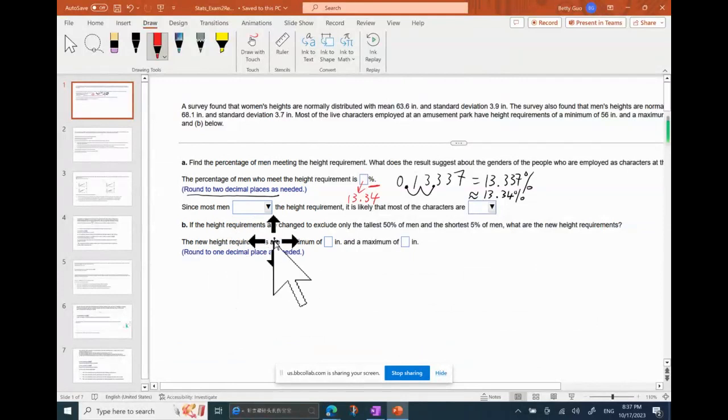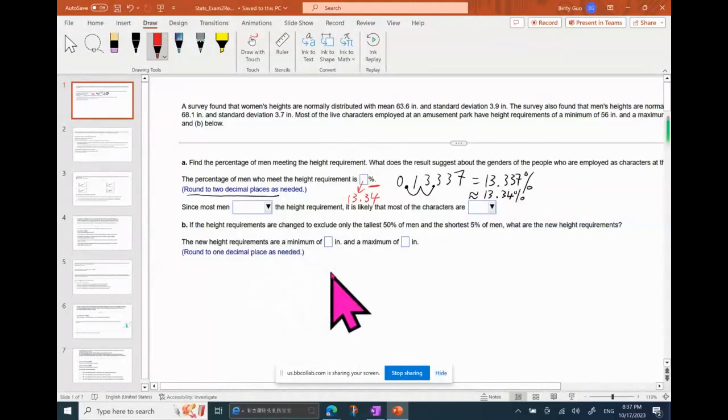Since most men, what is that? The height requirement. So I would say most men do not meet the height requirement. It is likely that most of the characters are going to be women. That makes sense, right? It's only a small percentage of men who can meet the requirement, because women are generally shorter. Okay, let's do part B.